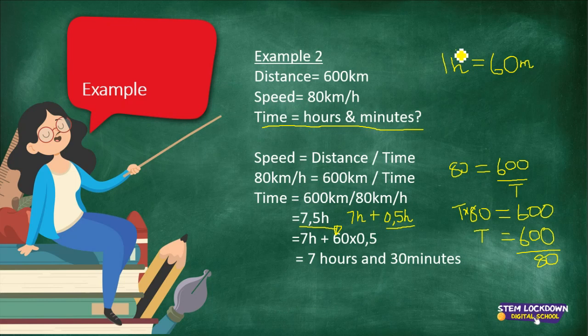Remember, if I'm moving from hours to minutes, I'm moving from 1 to 60. What must I do to 1 to get 60? Must I divide it by a factor of 60, or must I times it by a factor of 60? Obviously, must times it. 1 times 60 is 60. So in this case, I need to multiply 60 by 0.5. So 60 times 0.5, the answer is 30. So 7.5 hours is the same as saying 7 hours and 30 minutes.